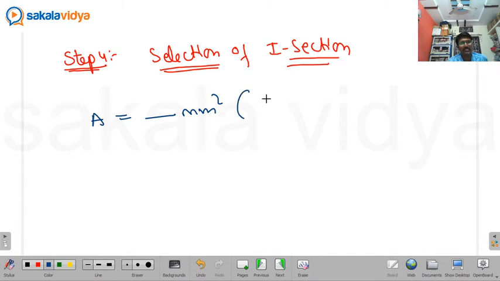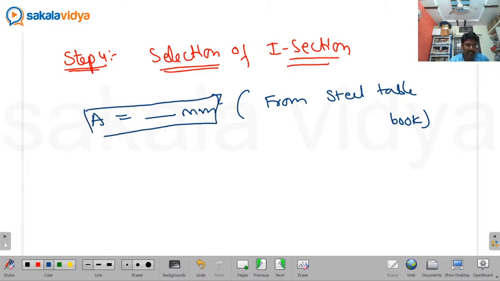So based upon the area obtained from our step 3, we have to select a suitable I section from the steel table book. Based upon what parameters are you going to select this suitable I section? Based upon the area obtained.